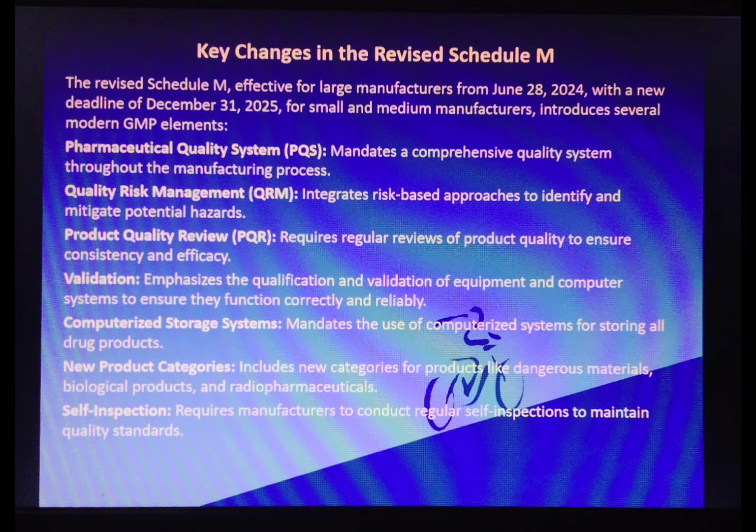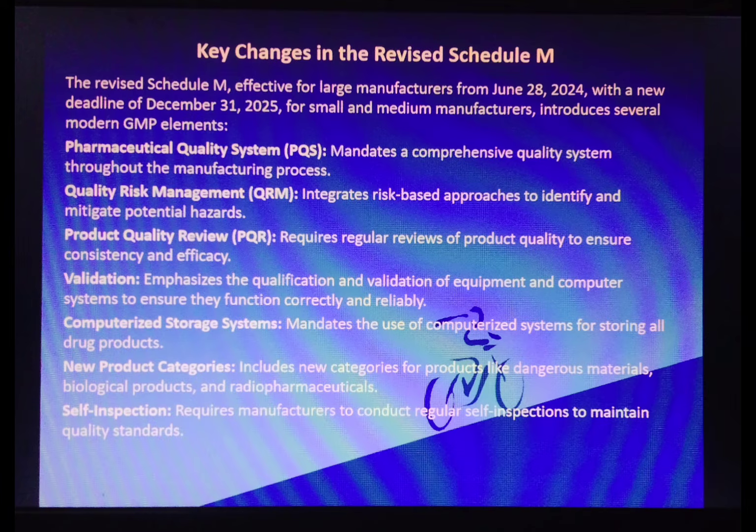For small and medium manufacturers, it introduced several modern GMP elements: pharmaceutical quality system, QRM, product quality review, validation, computer system validation, and new product categories. With respect to pharmaceutical quality system, it mandates a comprehensive quality system throughout the manufacturing process. With respect to QRM, it integrates risk-based approaches to identify and mitigate potential hazards. With respect to PQR, it requires regular review of product quality to ensure consistency and efficacy.